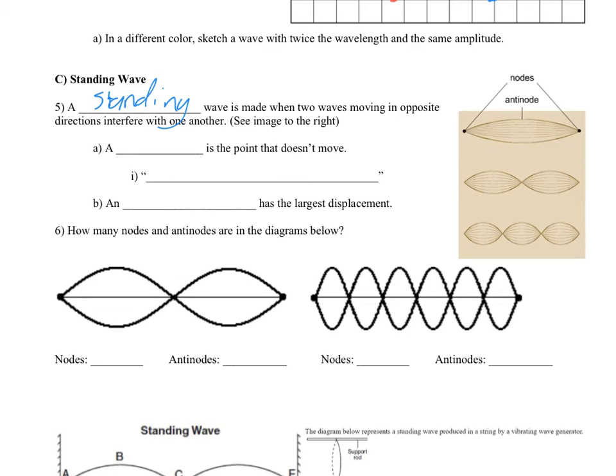So there are two parts to note on a standing wave. So the first part is the node. That's the part that doesn't move. That's actually where destructive interference takes place. One way I remember this is that nodes, no, move. And then the antinode has the largest displacement. I usually think antinode, I think the A for amplitude.